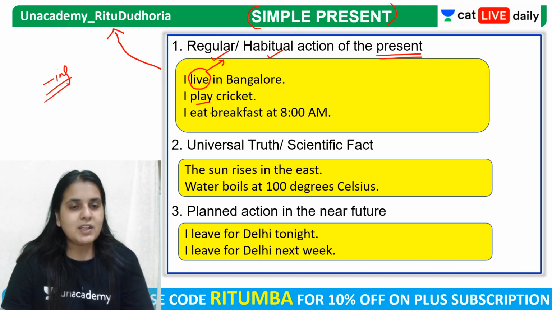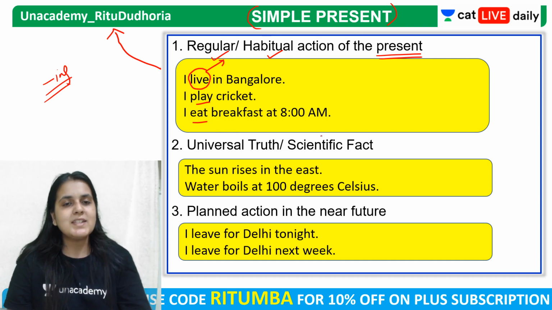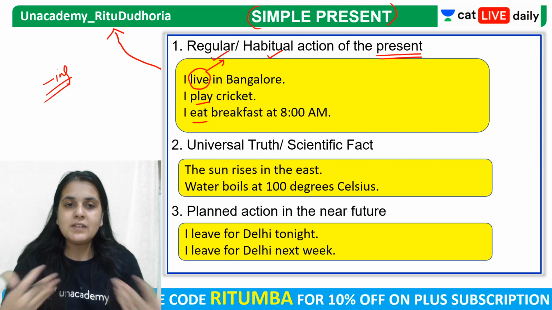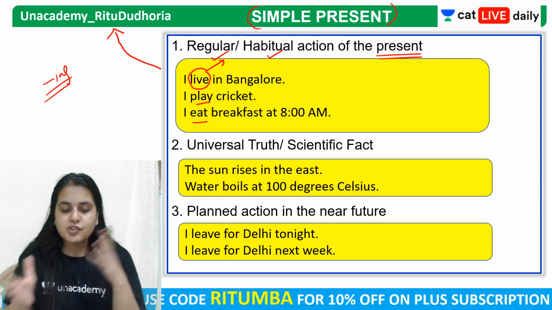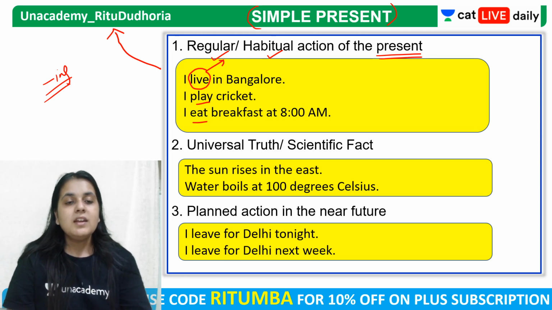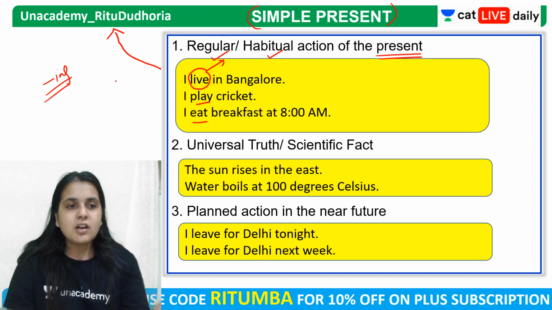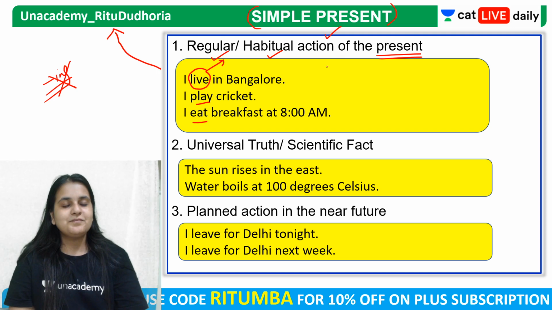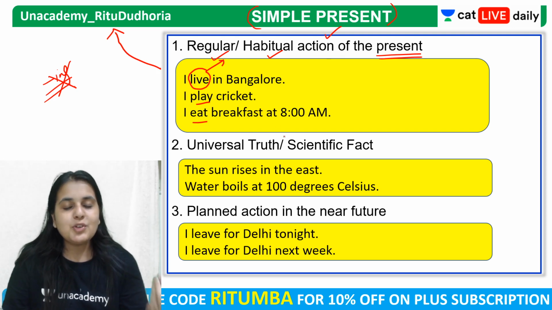I play cricket daily. I eat breakfast or I have my breakfast at 8 a.m. I play the piano. I live in Bangalore. I study in this college. I work at that company. Regular action. It's not going to take ing form. It's going to take the simple present form. Universal truth or scientific fact.